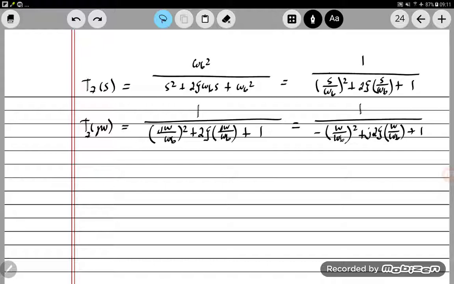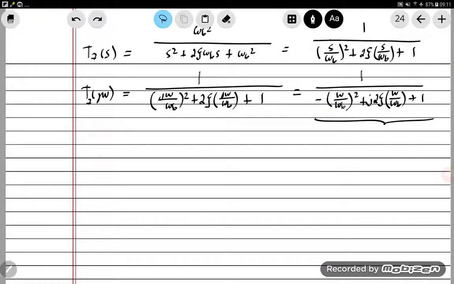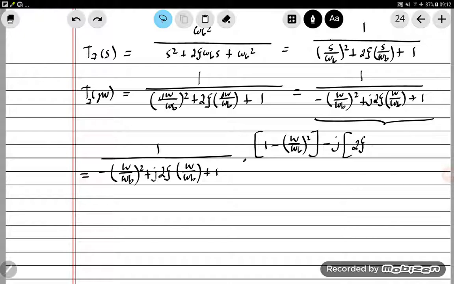Okay, we want to rewrite this into the standard complex form of a plus jb, and we can easily do that if we multiply the top and bottom by the complex conjugate. So let's just rewrite this out. (omega over omega_b) all squared plus j 2 zeta omega over omega_b plus 1 times, well, there's two real parts in there, we can group them together, squared, minus the complex part.